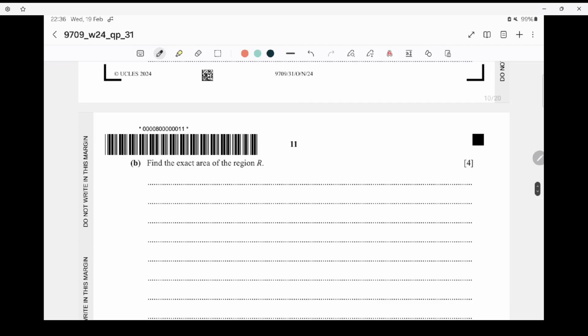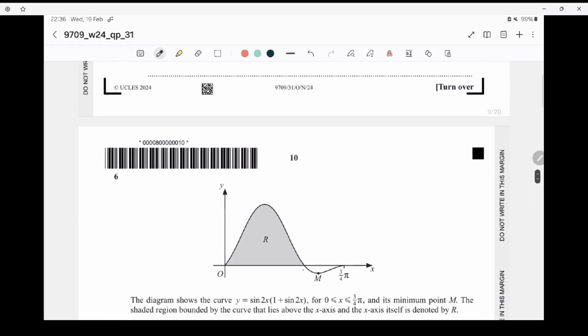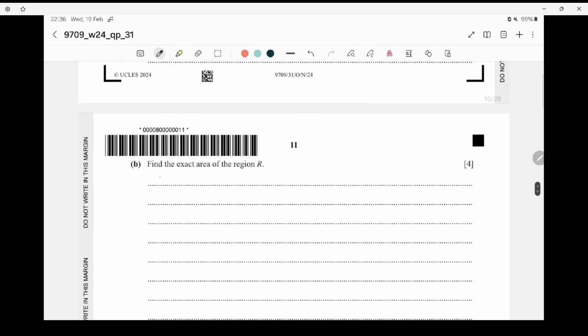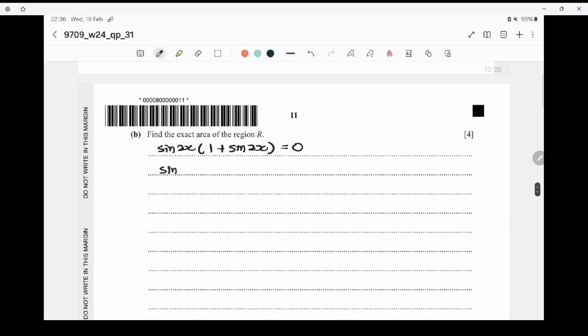Part B, find the exact area of the region R. So you need to find this particular point first. So you let y equals to 0. So sine 2x times 1 plus sine 2x equals to 0. Okay, first one, sine 2x equals to 0. This means that 2x is 0 or pi, or x is 0 or pi over 2.